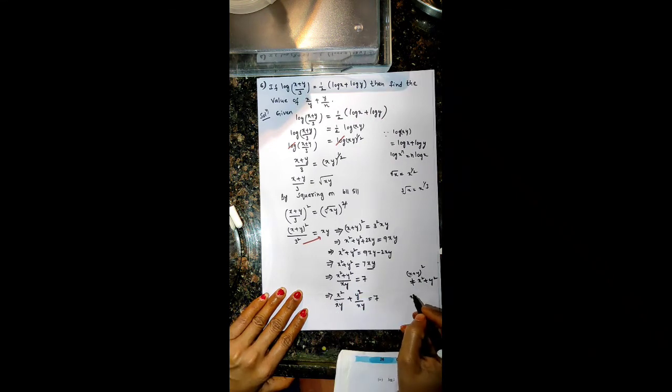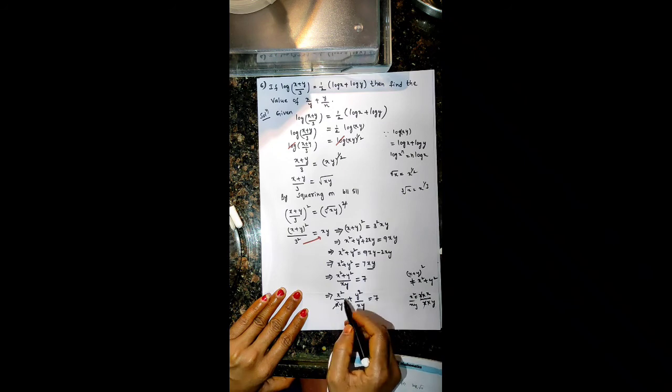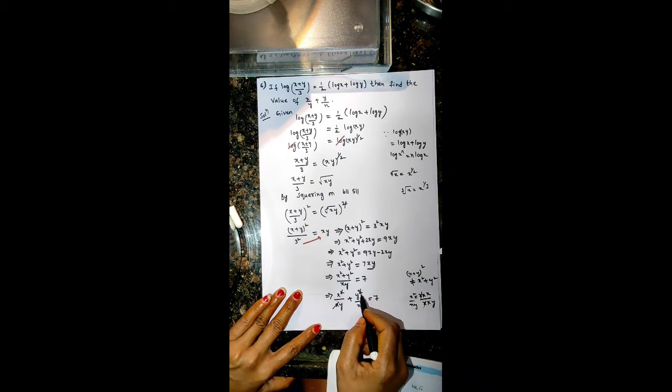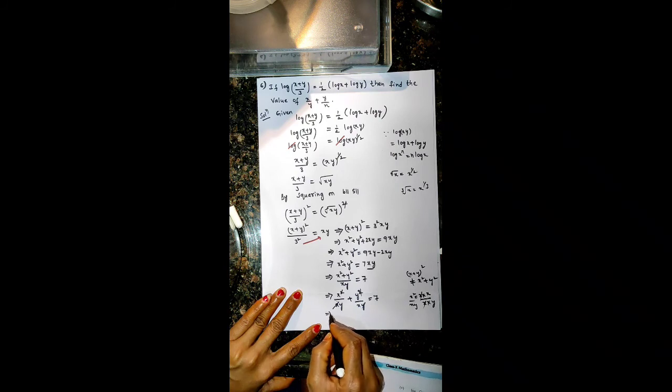See, x square means x into x. X square by xy means what? x into x by xy means x by y only, no? So one x, one x will get cancelled, x by y you will get. Next, for y square by xy, one y will get cancelled. That implies x by y plus y by x equals 7.